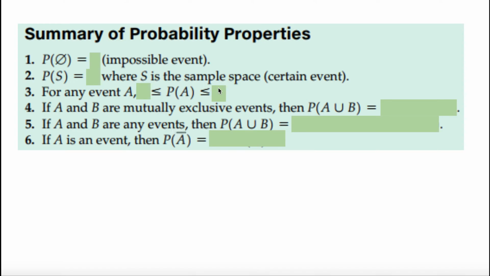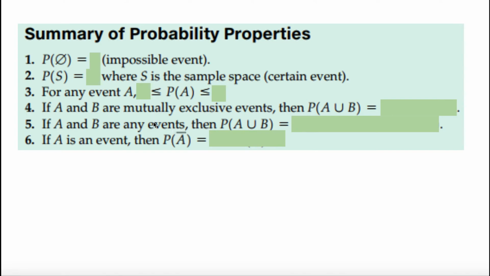So if we say it's impossible, then the probability of that impossible event is 0, and if that event certainly happens without exception, then the probability of that event should be 1. Number 4: if A and B are mutually exclusive events, the probability of A union B should be the probability of A plus the probability of B, because there's no intersection part.